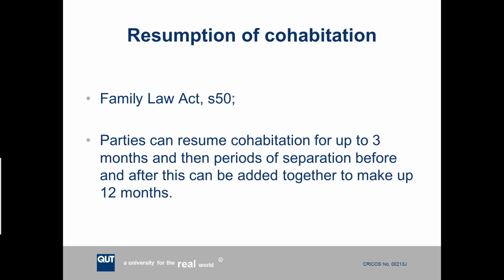Now, because the Family Law Act does encourage people to reconcile, there is this provision in Section 50 of the Family Law Act that people can be separated for 12 months by adding together 2 periods of separation, even though they might have had a period in the middle of reconciliation of up to 3 months. So say, for example, they may have been separated for 6 months, got back together for a month, it didn't work out, and then they were separated again for 6 months. Under this section, you can add together the 2 periods of separation.